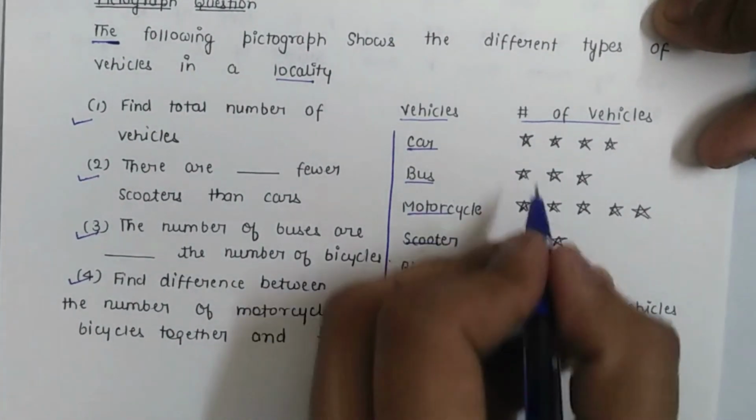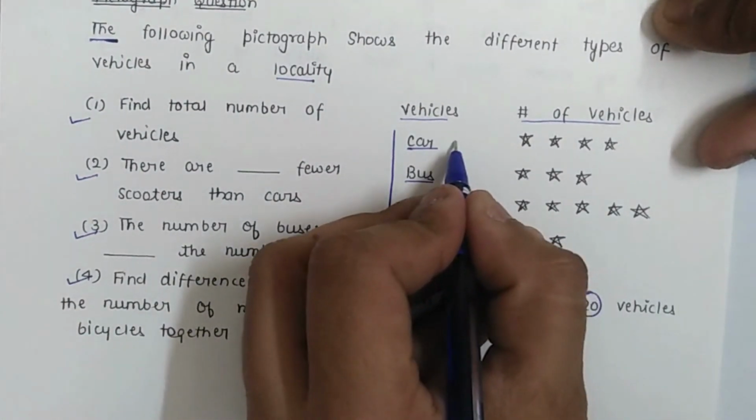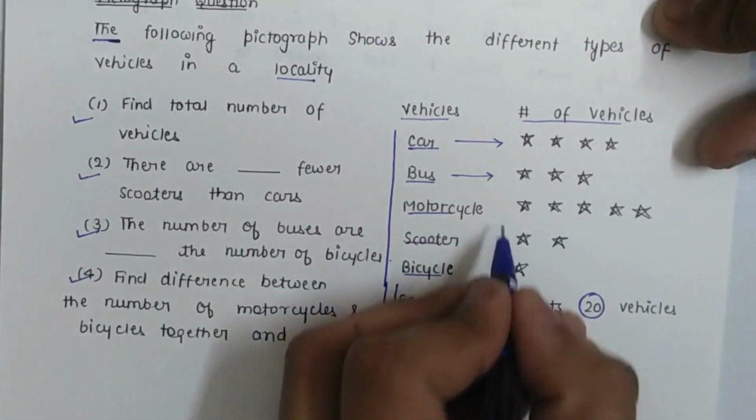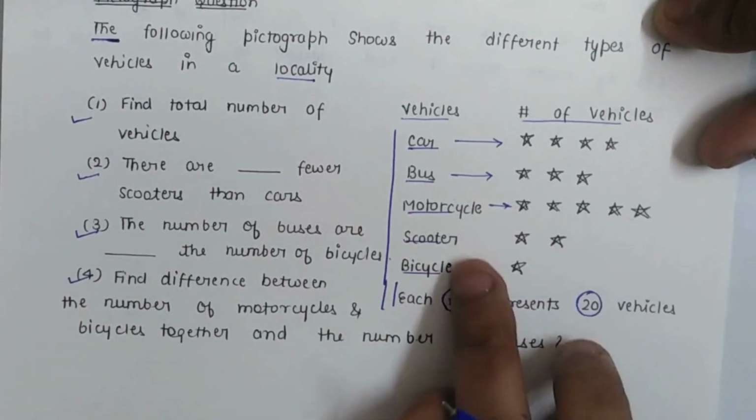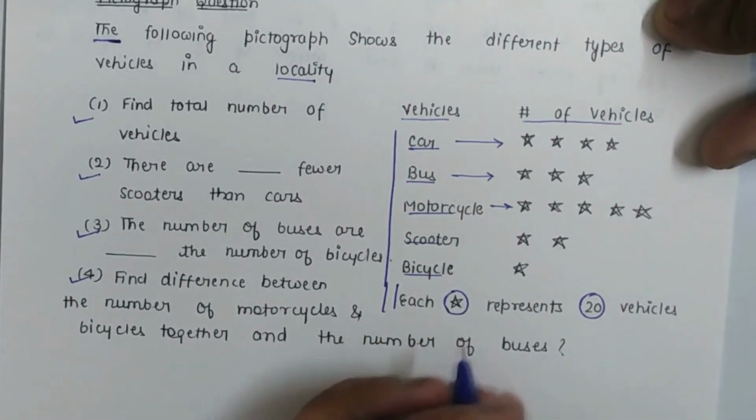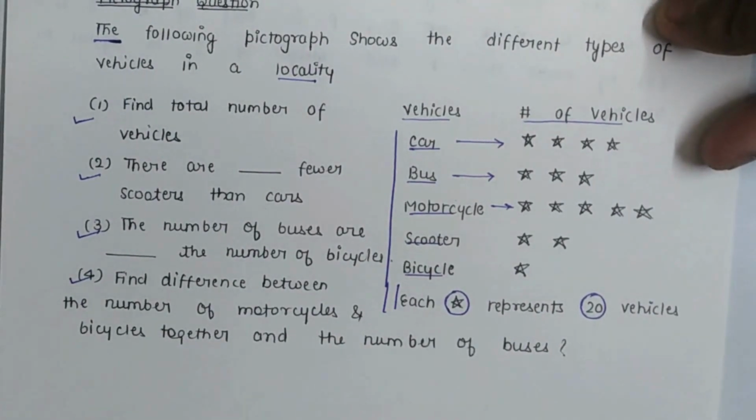Basically what it means is, in front of car there are 4 stars mentioned, in front of bus there are 3 stars, in front of motorcycle there are 5. Similarly for scooter there are 2 stars, and for bicycle there is 1 star mentioned. And it is also written that each star represents 20 vehicles. So we have to calculate the numerical value for each of these vehicles.